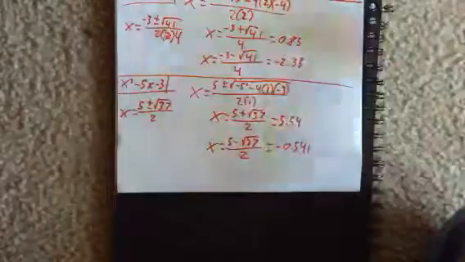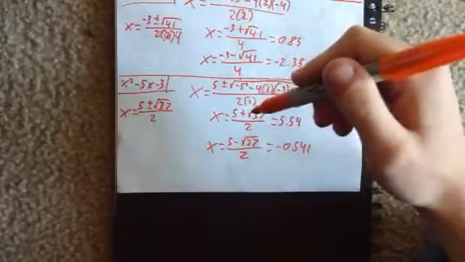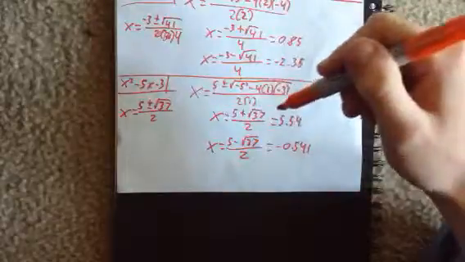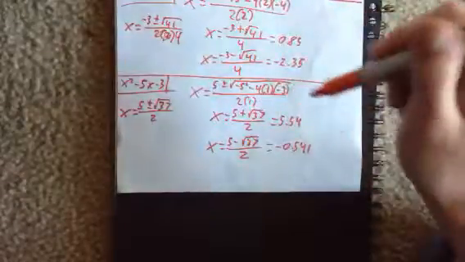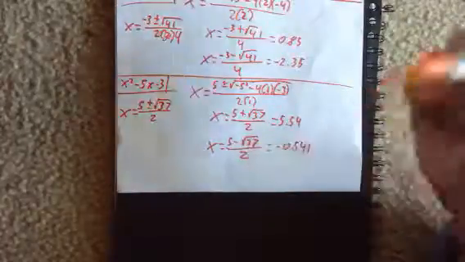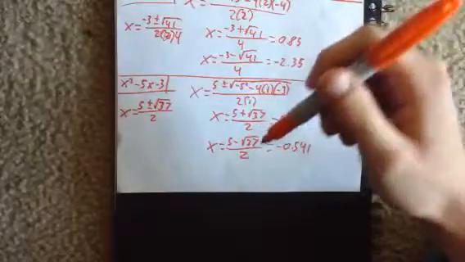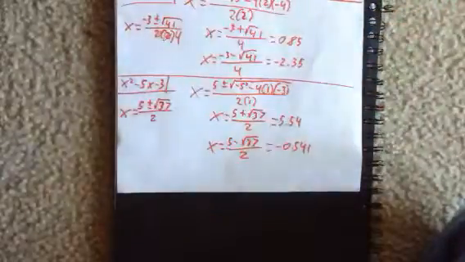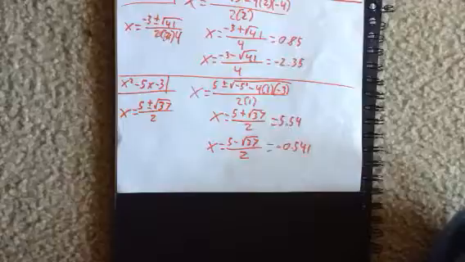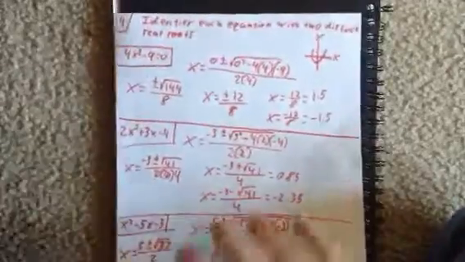Separate that into our plus and minus equations. X equals 5 plus the square root of 37 over 2 equals 5.54. And then x equals 5 minus the square root of 37 divided by 2 equals negative 0.541. So those are our answers to question number 4.